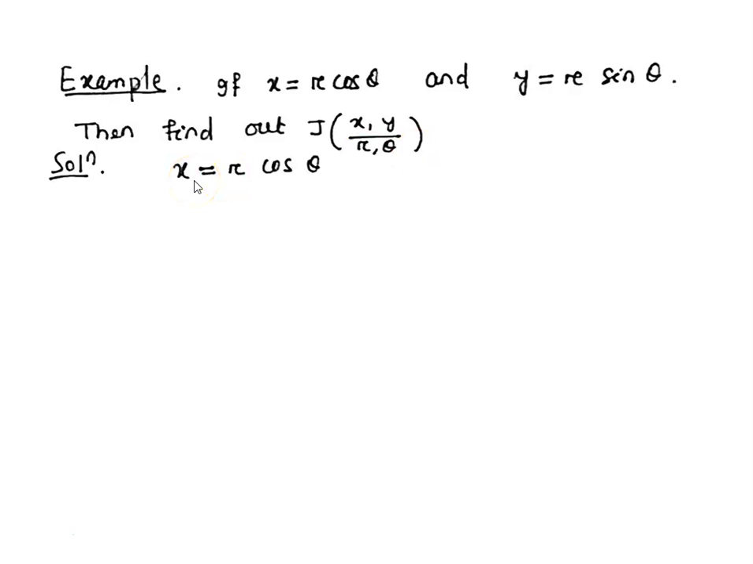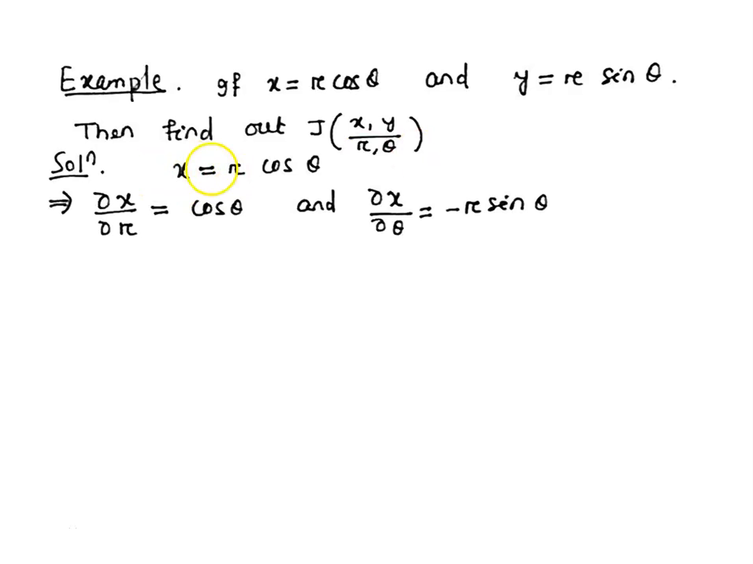Now since x is equal to r cos theta, we can find the partial derivative of x with respect to r and with respect to theta. So the partial derivative of x with respect to r is cos theta, because we are differentiating x with respect to r partially, so theta is treated as a constant. Here in x equal to r cos theta, cos theta is a constant. So cos theta is taken as it is, and the derivative of r with respect to r is 1. So ∂x/∂r is equal to cos theta.